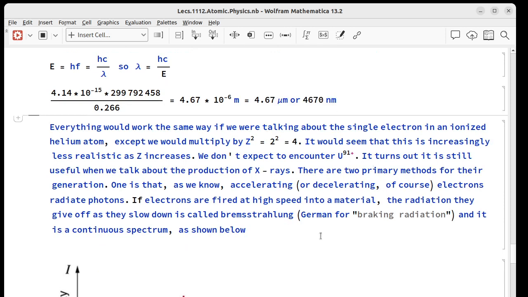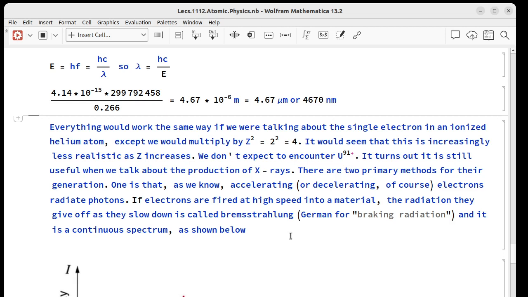Now, the way X-rays get generated is related to this. And really what happens is we know that if we accelerate or decelerate a charged particle, it will radiate photons. That's how we get radio waves, or how we transmit other waves. We're basically shaking electrons back and forth.